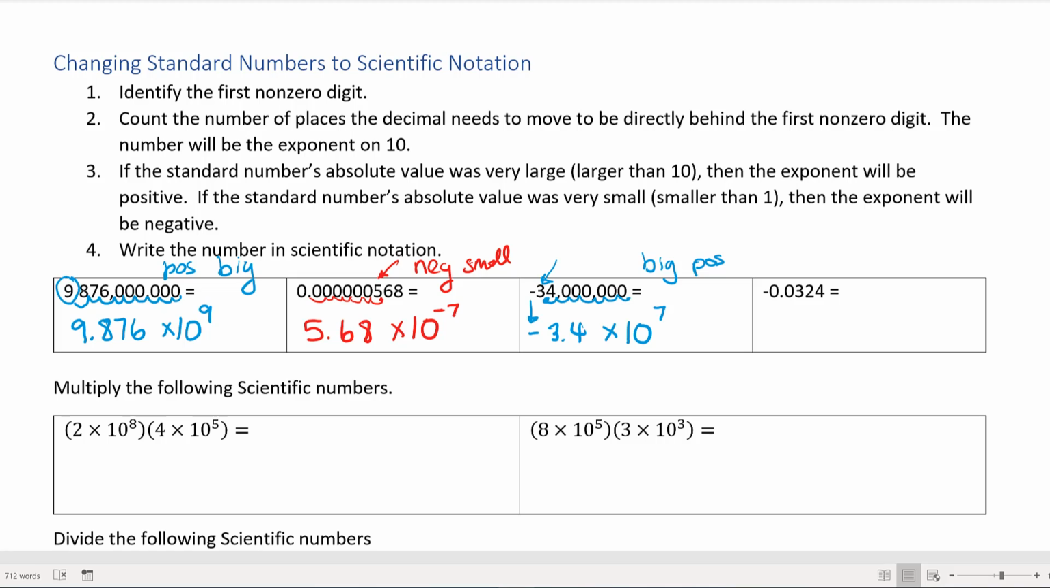Negative 0.0324, that's a small number. Now I'm not talking about the negative part, I'm just talking about the 0.0 part. It's pretty small, so that means my exponent is going to be negative.